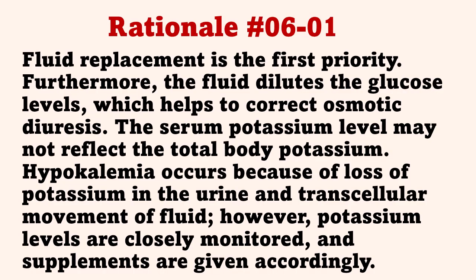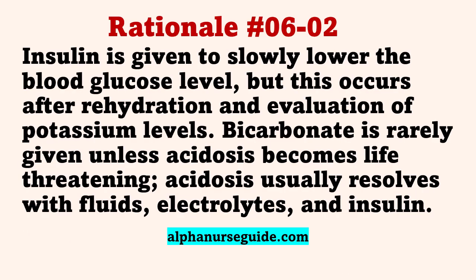Rationale. Fluid replacement is the first priority. Furthermore, the fluid dilutes the glucose levels, which helps to correct osmotic diuresis. The serum potassium level may not reflect the total body potassium. Hypokalemia occurs because of loss of potassium in the urine and transcellular movement of fluid. However, potassium levels are closely monitored and supplements are given accordingly. Insulin is given to slowly lower the blood glucose level, but this occurs after rehydration and evaluation of potassium levels. Bicarbonate is rarely given unless acidosis becomes life-threatening. Acidosis usually resolves with fluids, electrolytes, and insulin.